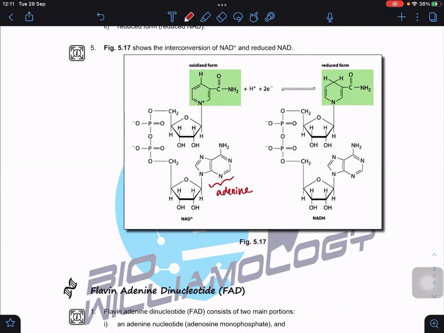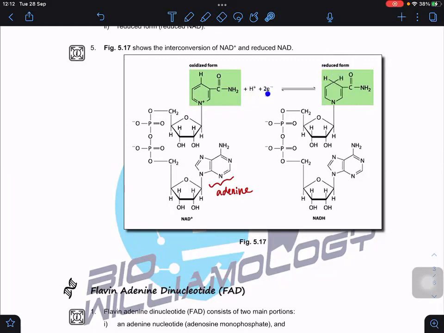Okay, so two rings. Can you see that? One ring, two rings. So another one is nicotinamide, one ring. Okay, so when they add the hydrogens, can you see that? The reaction here, they will take the hydrogen and also the electrons, and then they will combine. Can you see that 1H now becomes 2H? From 1H becomes 2H. So it's a reduced form.